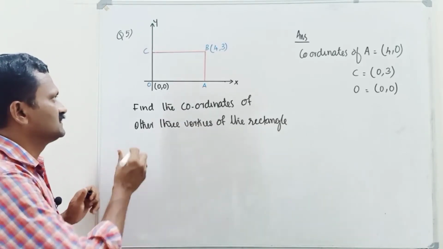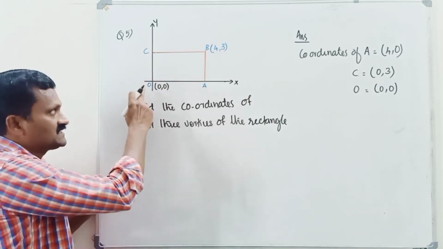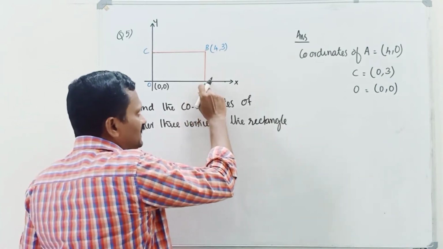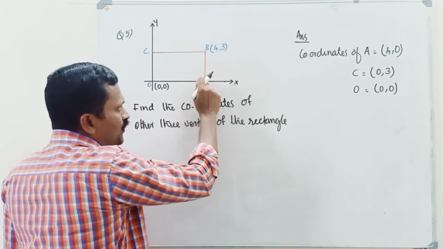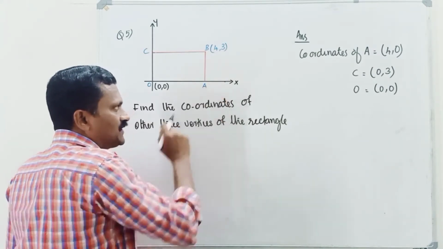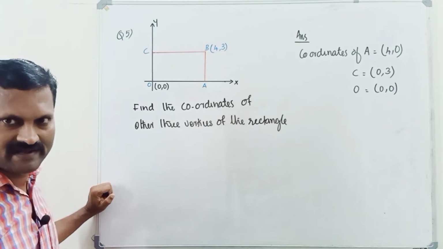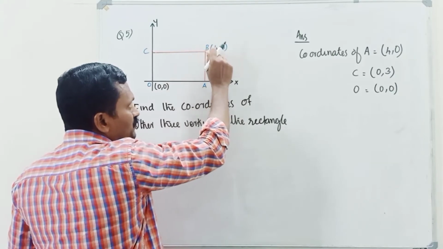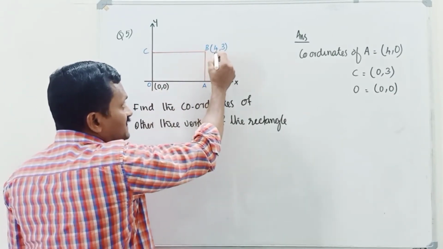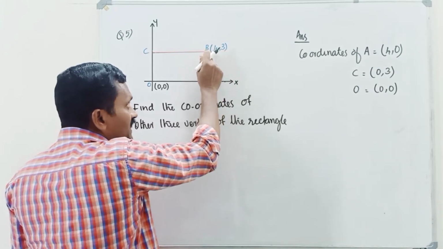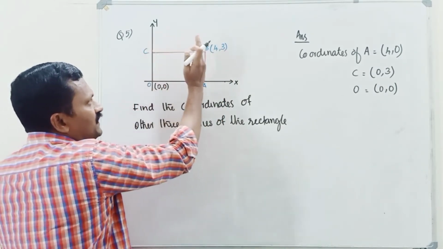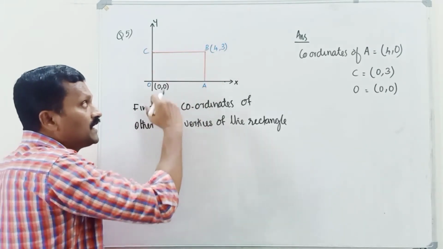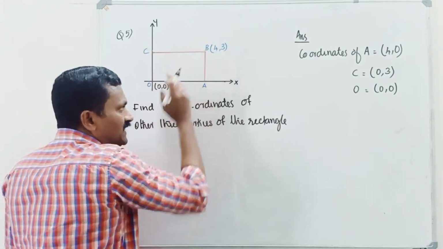Let's see the answer. What's the coordinates of origin? O is the origin. Then coordinates of O is (0, 0). Am I right? Then we find the coordinates of A. A is a point on x-axis, so its y coordinate is 0. It is clear, y coordinate is 0. We have to find the x coordinate. Given the coordinates of B are (4, 3), the x coordinate of B is 4, which means B is 4 units away from y-axis, or B is 4 units right of y-axis.